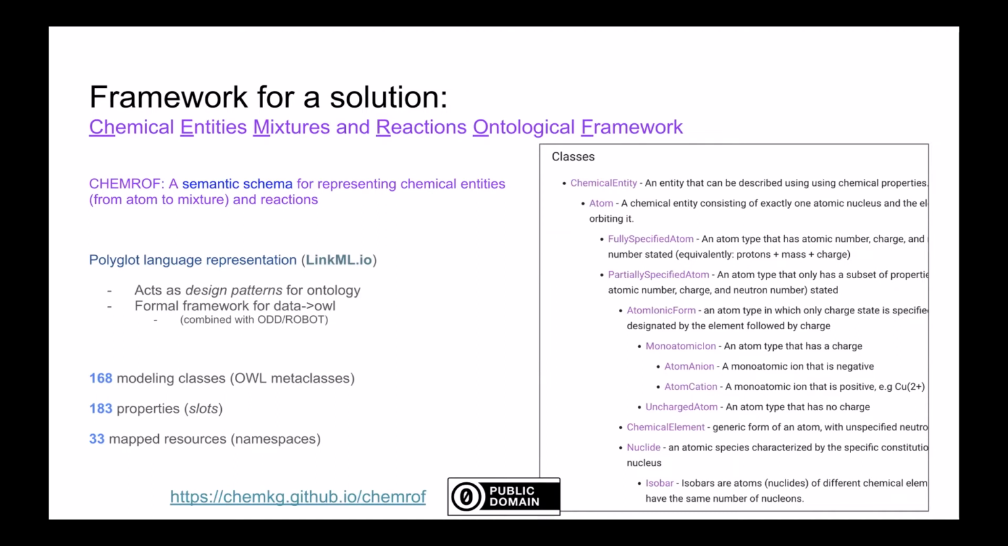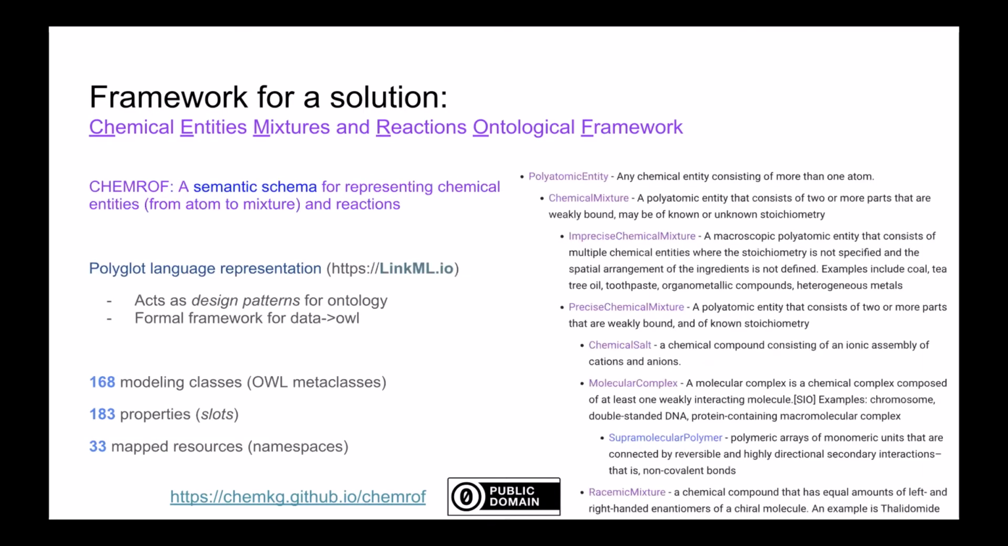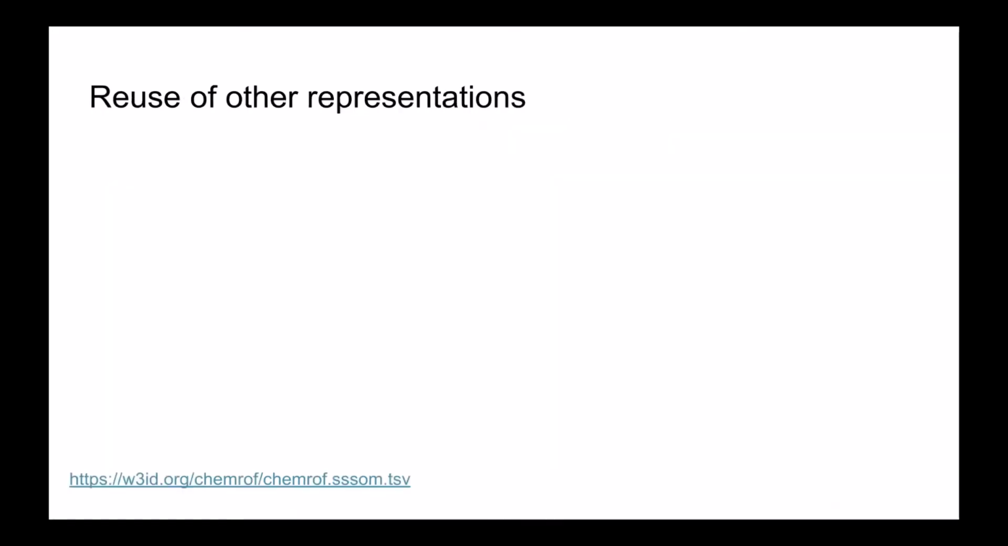You can think of this like JSON schema on semantic steroids. You can also think of it as a way of specifying design patterns for an ontology. I've shown a little section of ChEMROF on the right, the atom hierarchy. There's about 168 of these different modeling classes within ChEMROF, 183 different fields, and 33 different resources that have been mapped. Here's a little hierarchy showing polyatomic entities and chemical mixtures, molecules, and so on.